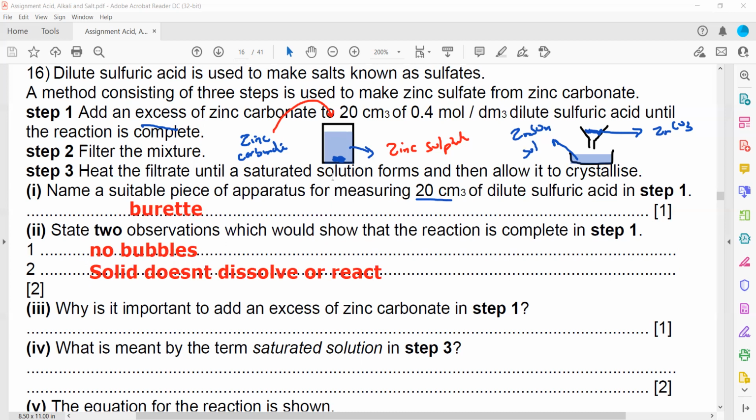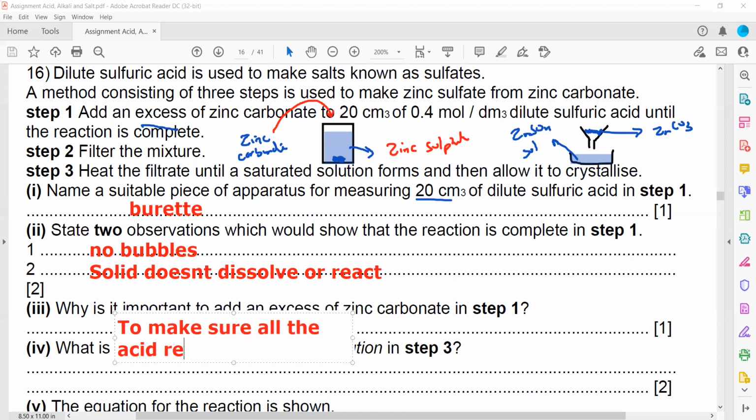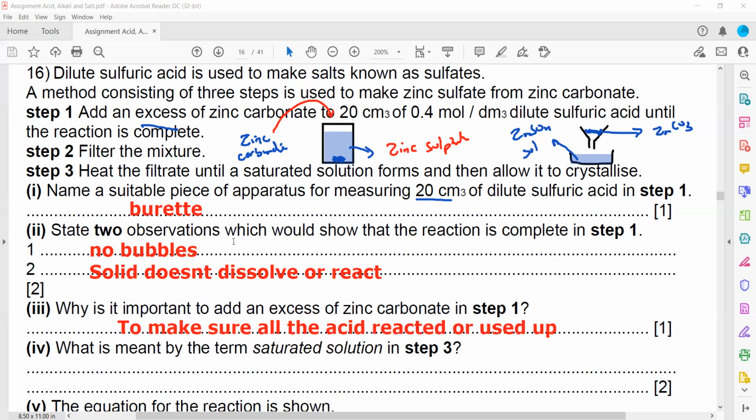Why is it important to add excess of zinc carbonate? Why should we add too much zinc carbonate? The reason is that when we add excess, we make sure all the acid has reacted or been used up, so no more acid should be left in the container. That's why we should add excess of zinc carbonate.